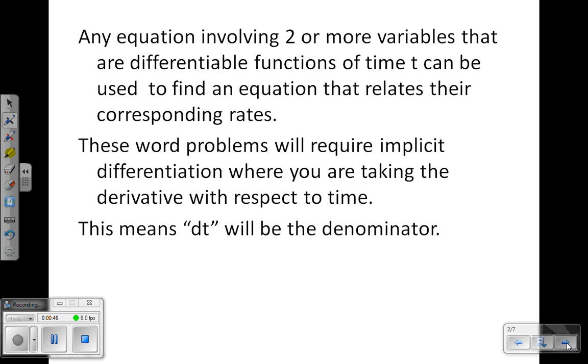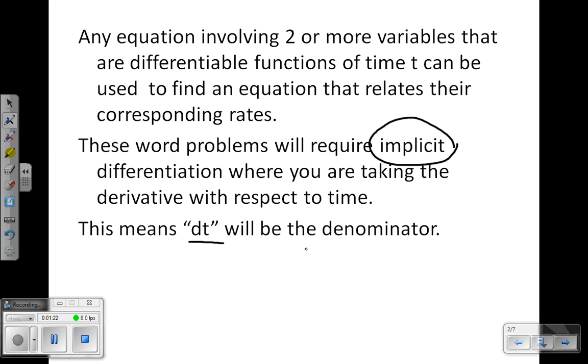When you're taking the derivative of your equation, you're always going to be taking it with respect to time, and it's quite possible that you're going to have to do that implicitly, meaning that your variables might be on the same side of the equation. So be careful taking the derivative. Remember what we practiced in chapter 3. And when you're doing this implicit differentiation, you'll have dt on the bottom of every rate. That's what makes it a rate. It's with respect to time.